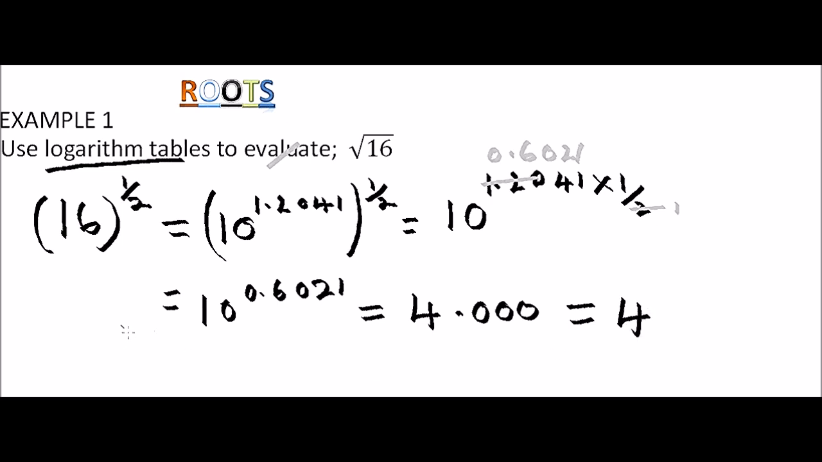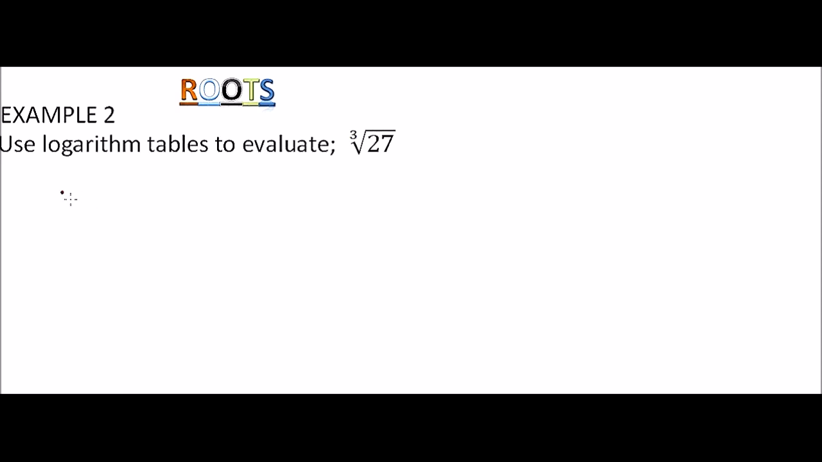So we have seen that we can use the logarithm tables to get the square root of a number. This is going to help us where we want to get the square root of a number which doesn't have a perfect root, like 16. So another example, use logarithm tables to evaluate the cube root of 27. We know the cube root of 27 is 3, so we are going to use the mathematical tables to confirm that.